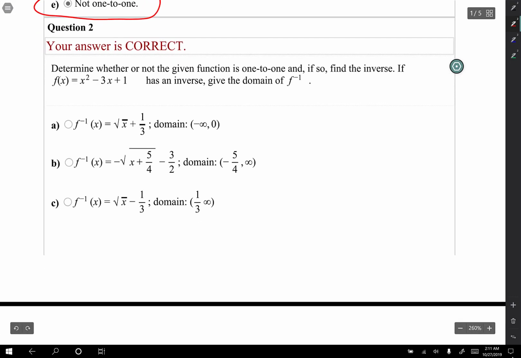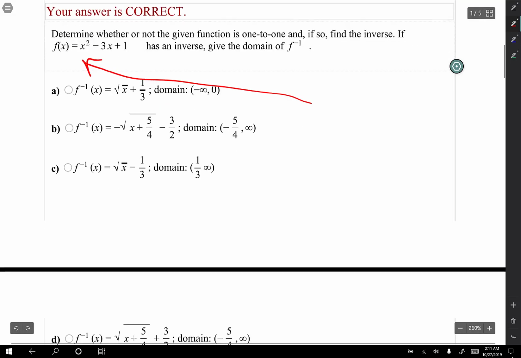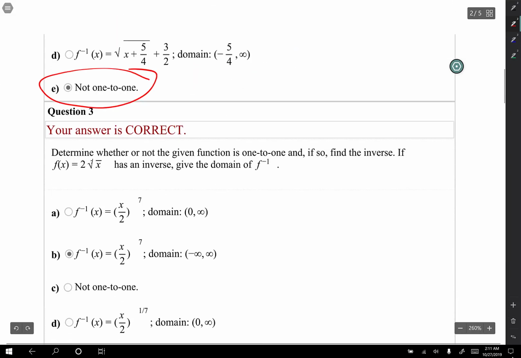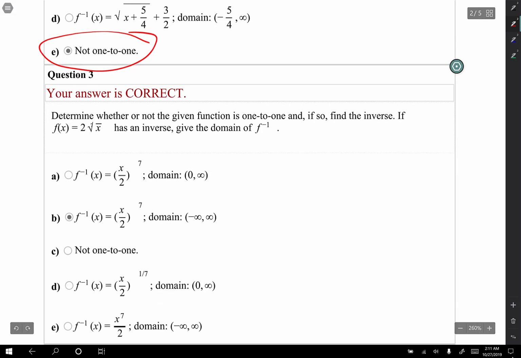Determine whether or not the given function is one-to-one. If so, find the inverse. Again, I have a quadratic. All quadratics, they don't pass a horizontal line test. So, not one-to-one. The next one, determine whether or not the given function is one-to-one, and if so, find the inverse.